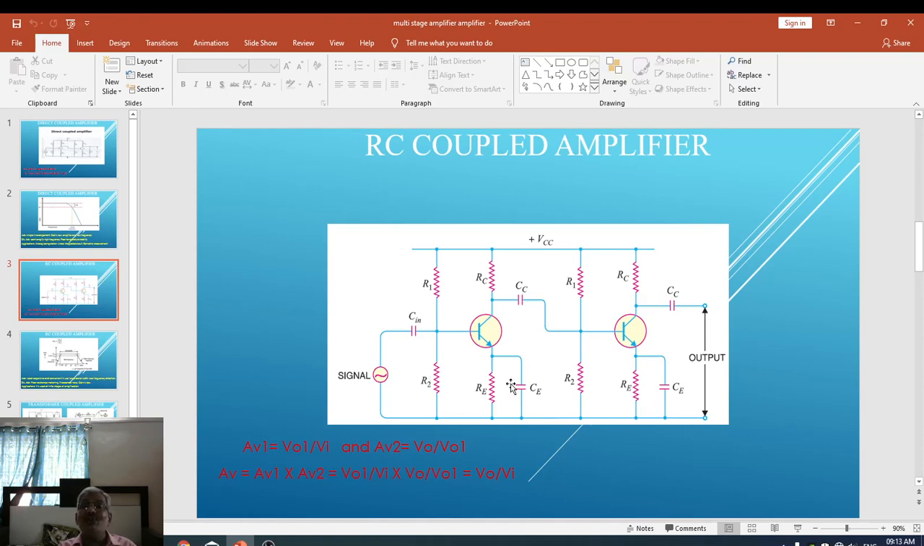Friends, here also the gain deciding factors are RC and RE. If you adjust the proper values of RC and RE, we get the required amount of gain of that particular amplifier.